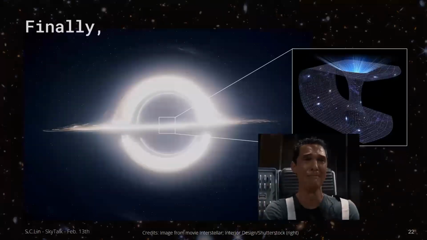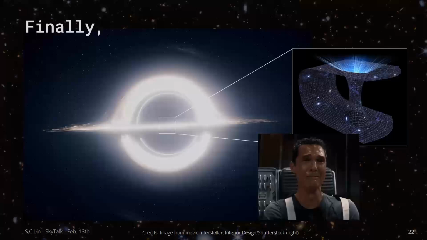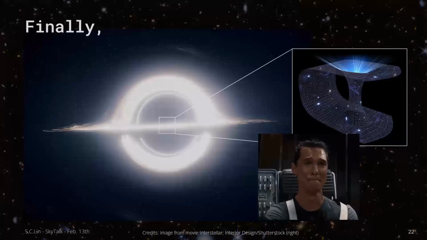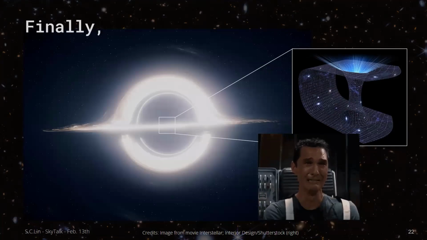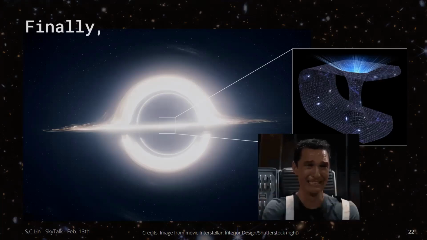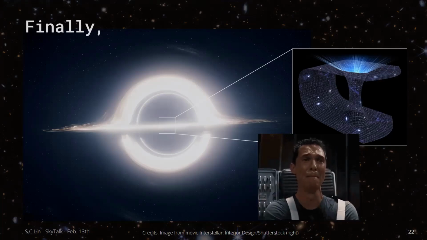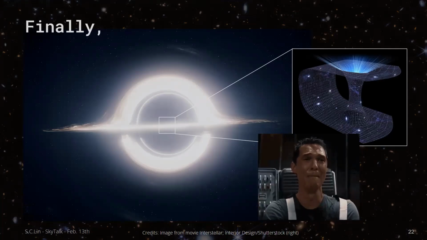So finally, I've talked about black holes, what would happen if you get too close to a black hole, and what an actual black hole looks like. But now I want to end with one of my favorite movies, Interstellar. In that movie, they hired the Nobel laureate Kip Thorne to do the simulation for them, and this is what they got.